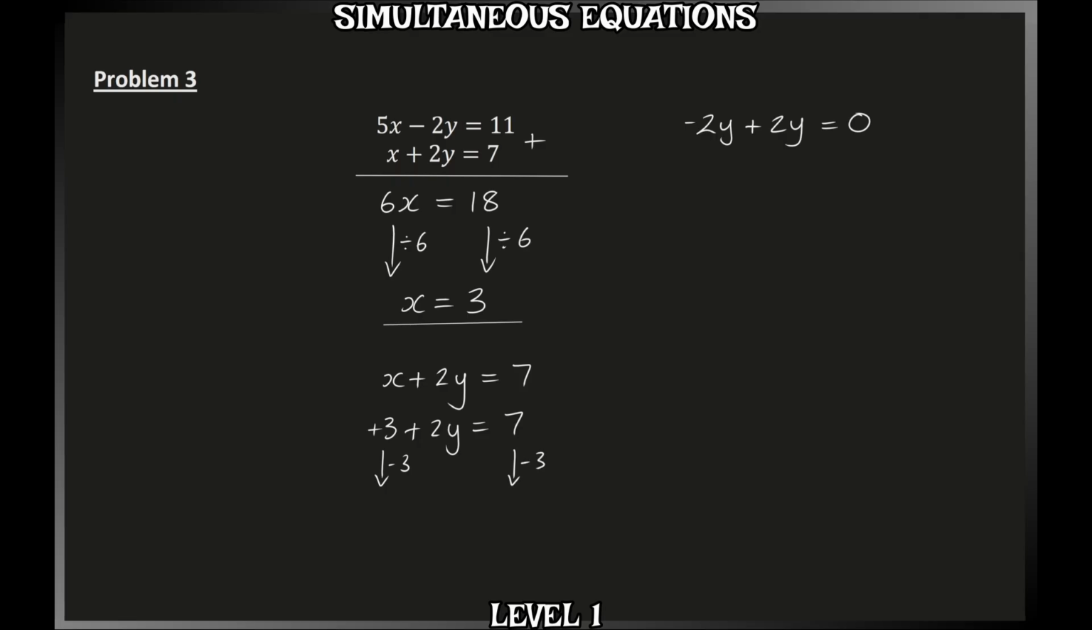On the left, the plus 3 and the minus 3 cancel out to leave us with 2y, and on the right, 7 minus 3 is 4. Finally, we can remove the times 2 from the left by dividing the left by 2 and doing exactly the same on the right. On the left, the times 2 and the divide by 2 cancel out to leave us with y. And on the right, 4 divided by 2 is 2. So y is equal to 2. This means our final answer to problem 3 is x is equal to 3, y is equal to 2.